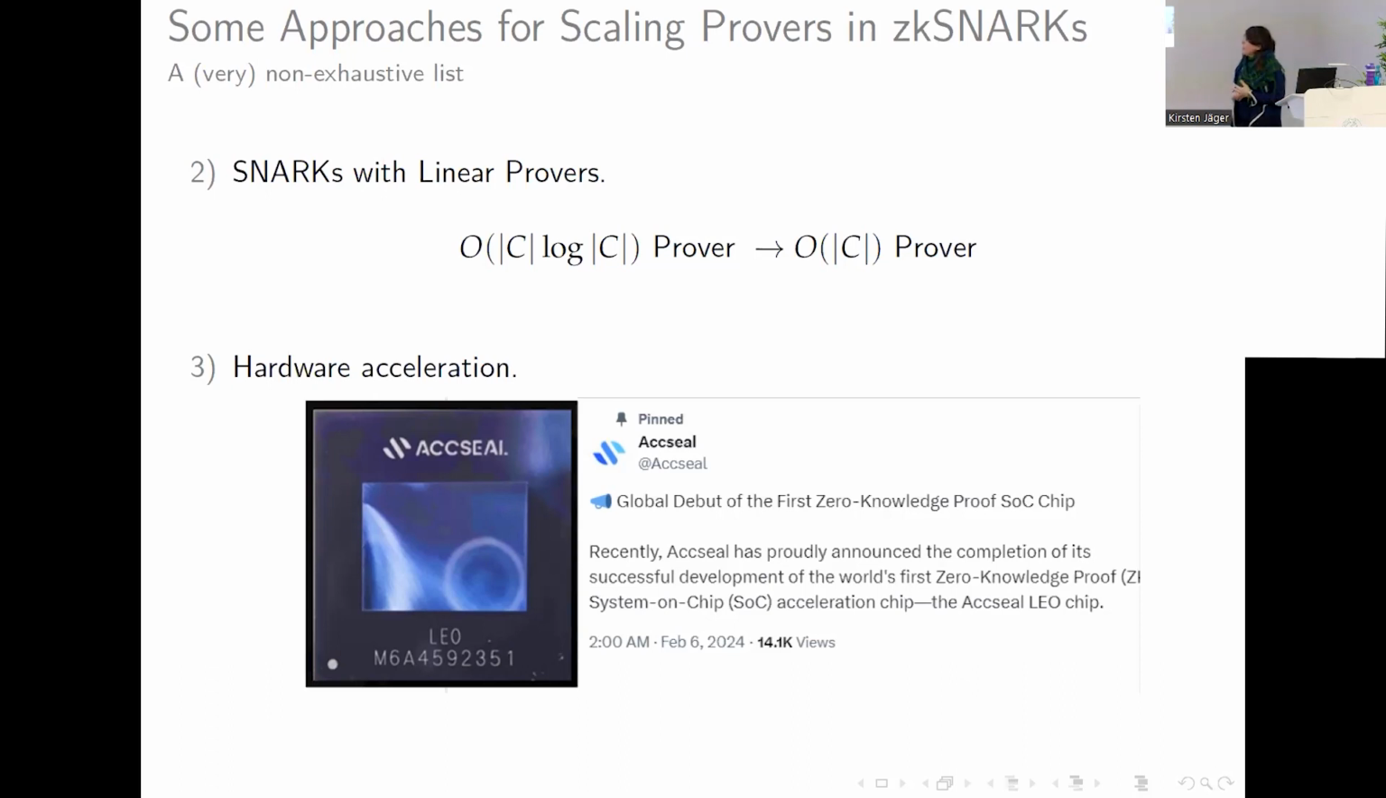Then there is another effort. I just put it because that's fresh from the oven. I can see this is from February 6, 2024. There was recently the successful development of the world's first zero knowledge proof system on chip. So there's been quite a lot of effort to do hardware acceleration for zero knowledge proofs, and this is the first chip that was announced recently. These are general trends.